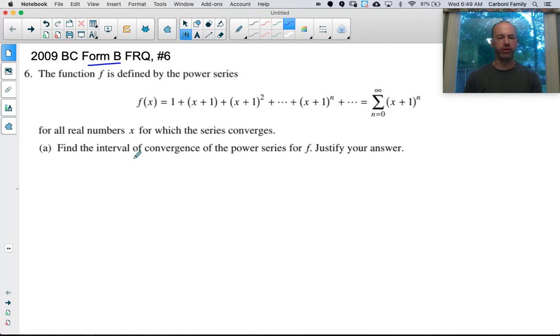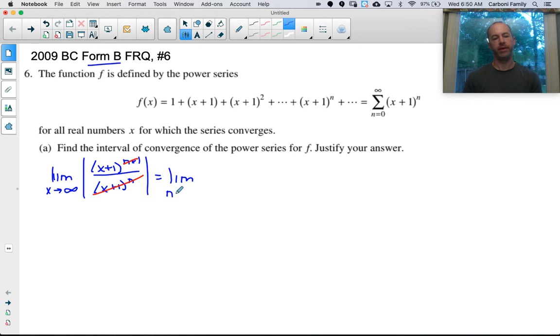So interval of convergence, I'm going to assume the majority of you saw that phrase and jumped straight into the ratio test. There is another way to do this one, and I will work this out both ways, but because I assume y'all did the ratio test, I'm going to work it out ratio test first. It's going to be |x plus 1| to the n plus 1 over |x plus 1| to the n. And this reduces very nicely.